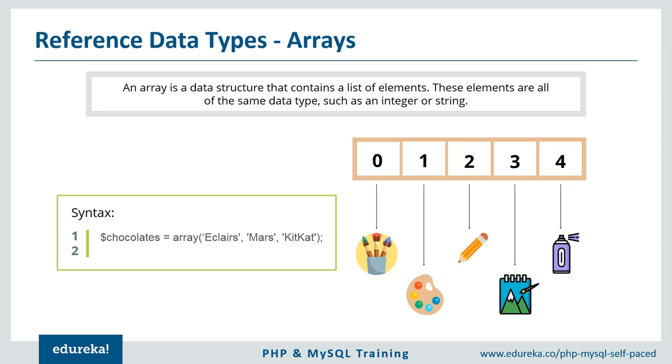Now I've already defined an array just for an example. So first of all, you define an array like this in PHP. You say the array name with a $ sign. Then you use the array pre-built function, and then you can put in your array elements. Out here I've put the words eclairs, Mars and KitKat, which are some of my favorite chocolates.